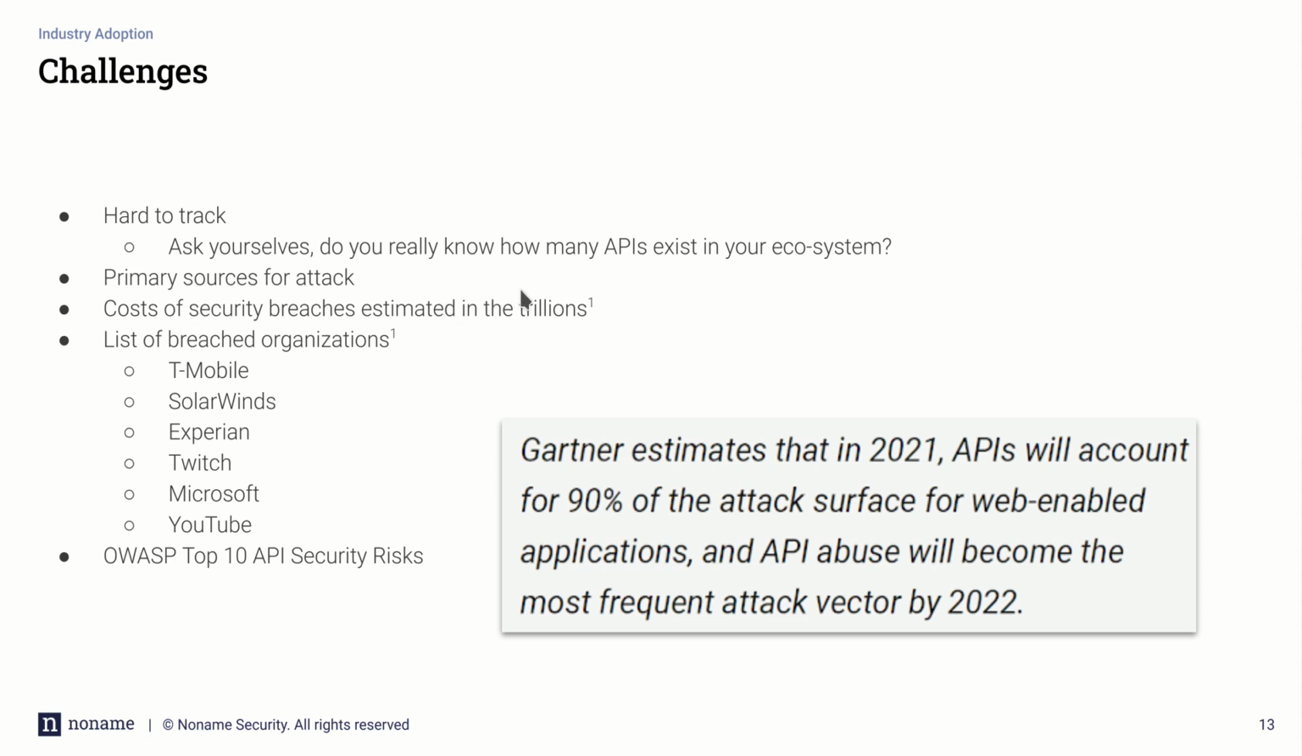Again, the cost of security breaches is estimated in the trillions. Here's a list of companies that, I don't know, have been breached. This is a slide of shame, call it whatever you want. The fact that you have OWASP 2019 and now 2023, they have formulated the security risks faced by APIs. These are signs that it's a problem and we need to address it.